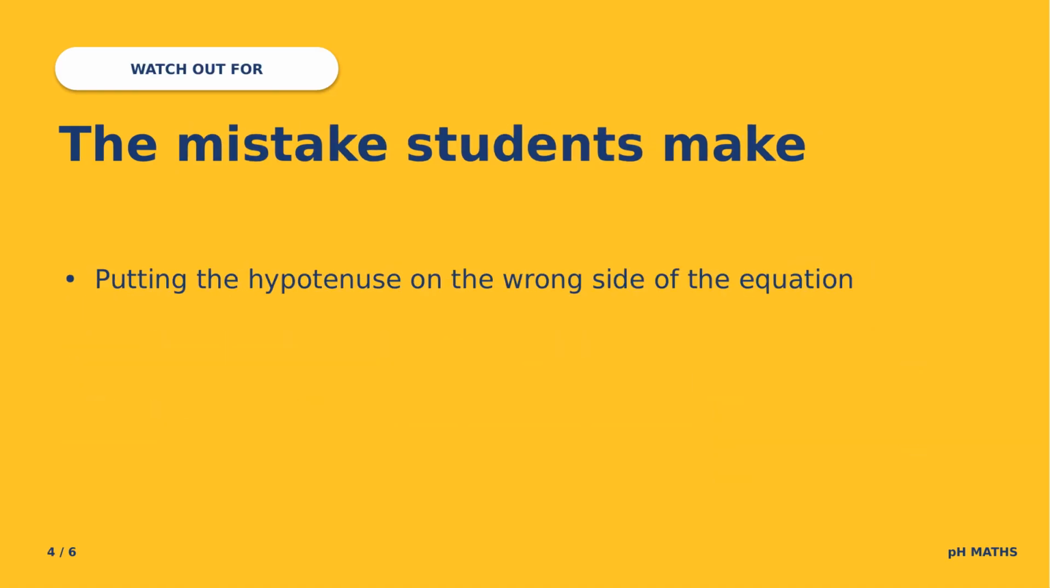Common mistake: putting the hypotenuse on the wrong side of the equation. The hypotenuse squared is the bigger side of the equation, always equal to the sum of the other 2 squared. If you put it on the wrong side, you'll get a negative under the square root.